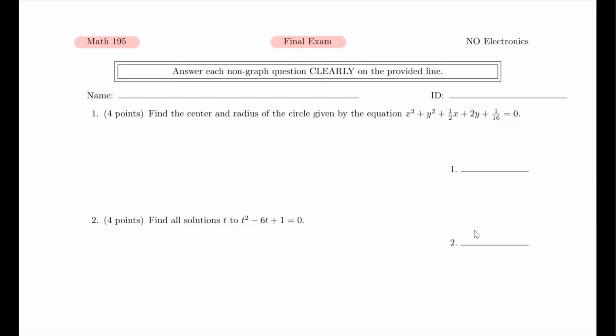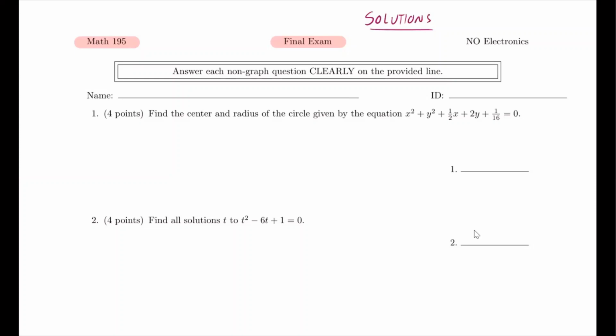I will also provide a PDF version of the test in the description box for you to work them out first if you don't have access to the copy. All right, so let's get into it. So let's name this file solutions to this test.